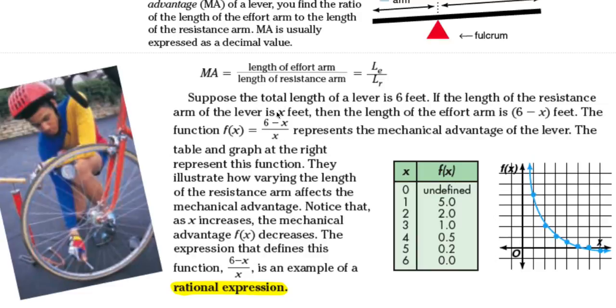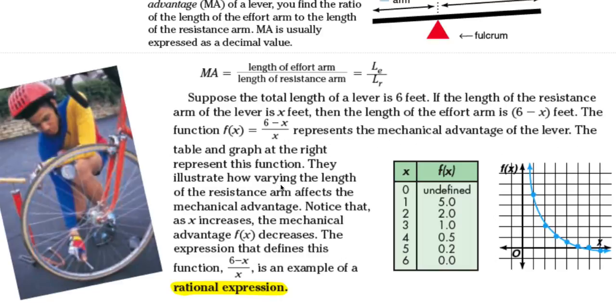So again, if the total length of the lever is 6 feet, one arm is x feet, the other one would be 6 minus x. Sounds logical. So the ratio would be 6 minus x over x, or length of effort arm over length of resistance arm. So it represents the mechanical advantage of that lever.